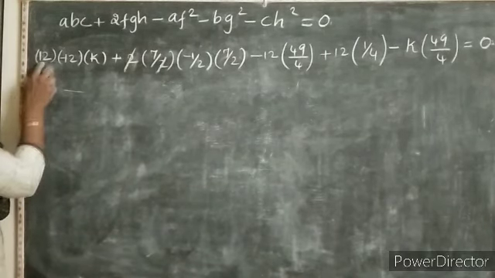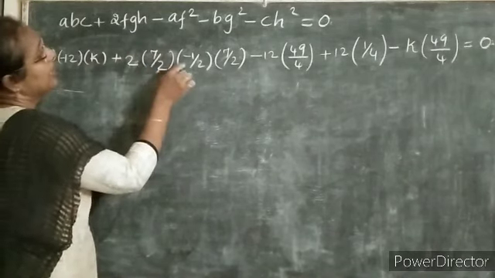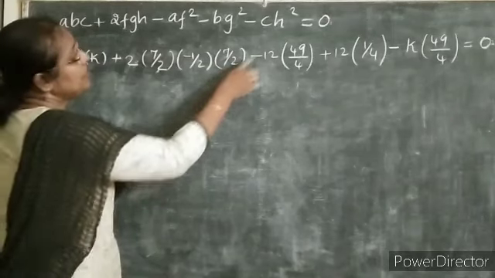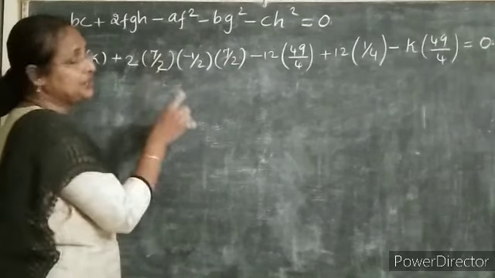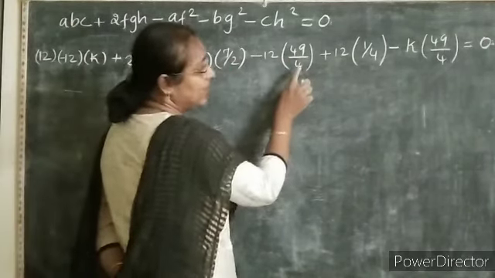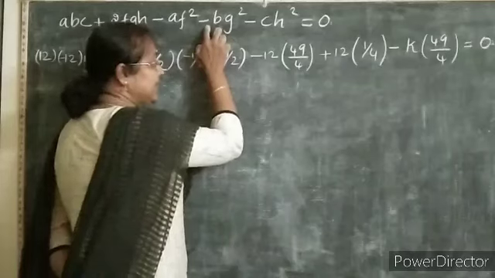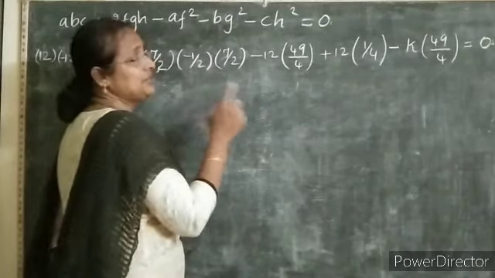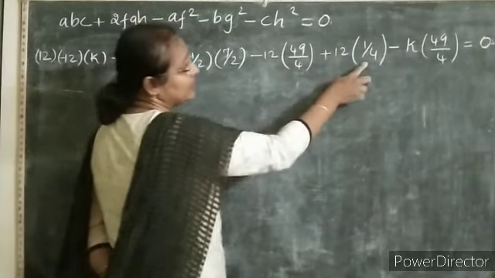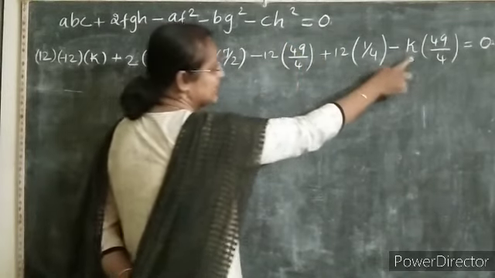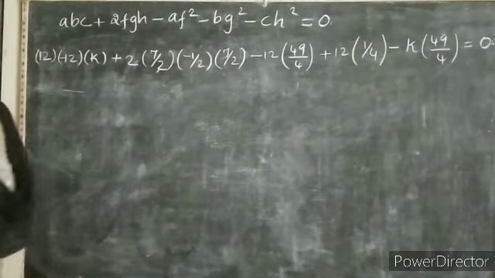Now I have substituted 12 into minus 12 into K plus 2 times 7 by 2 into minus 1 by 2 into 7 by 2. Here I have minus A, so minus 12 into F squared, which is 7 by 2 the whole square, so 49 by 4. In the same way, minus B is again minus, so minus into minus becomes plus 12. G value is 1 by 2, so the whole square gives 1 by 4. The same way, C value is K. H value is 7 by 2, so H squared is 49 divided by 4, equal to 0.